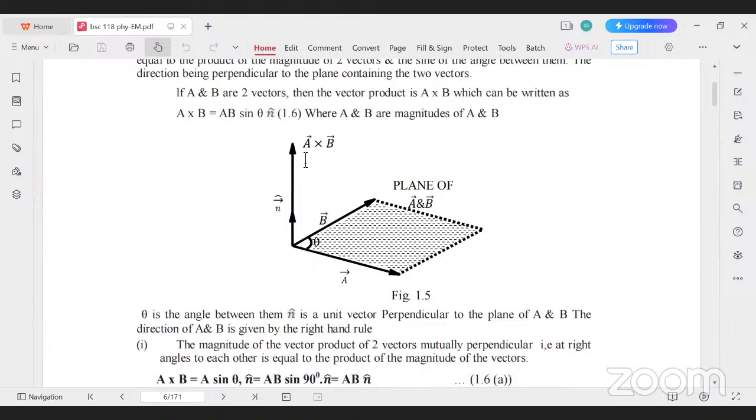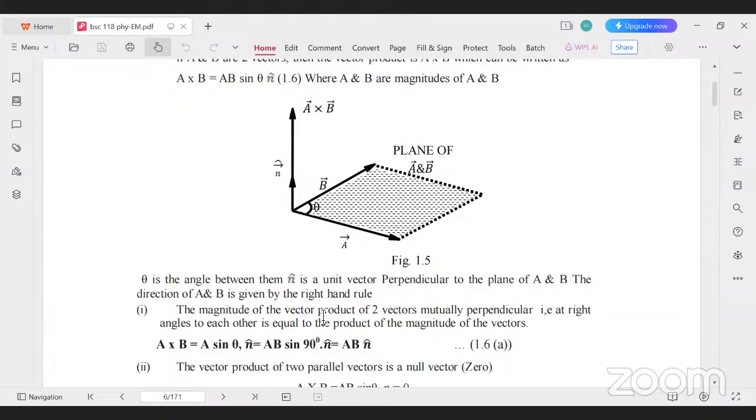Okay, so the magnitude always follows the thumb rule. We have the next topic, which is the magnitude as well as how the direction will be shown. That is the next topic we will discuss.